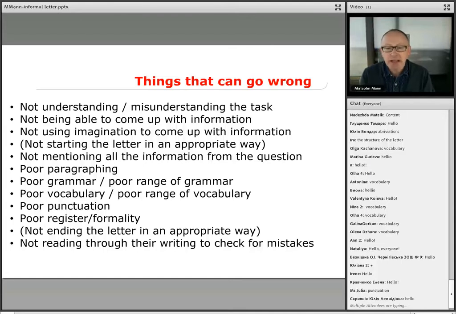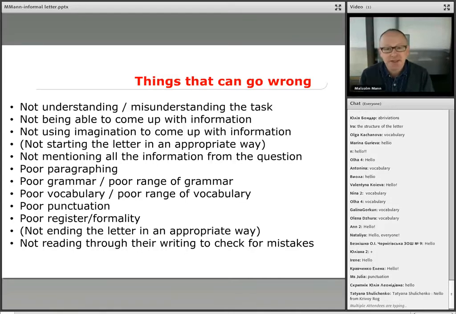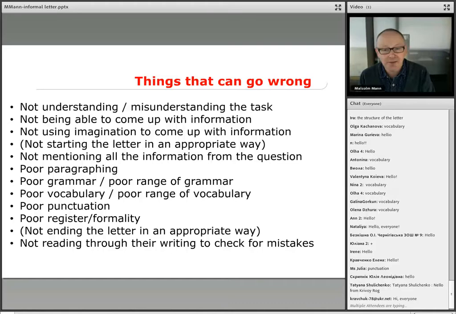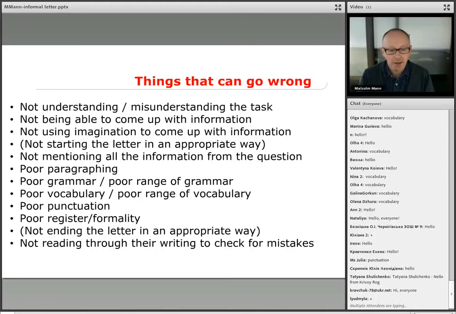Not starting the letter in an appropriate way. Somebody mentioned that in the chat box. Absolutely, the conventions of letter writing, if students don't know them, for some exams, that's extremely important. Of course, if they are given the beginning of the letter and given the end of the letter, that does actually, I think, make it a lot easier.